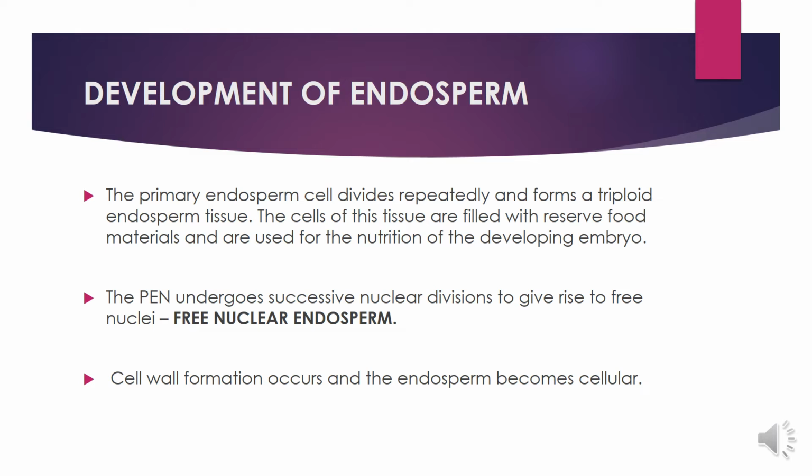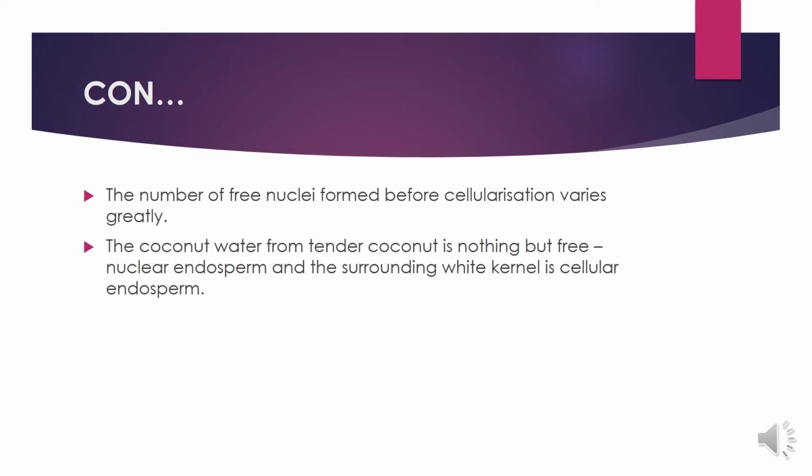The primary endosperm cell divides repeatedly and forms a triploid endosperm tissue. The cells of this tissue are filled with reserve food material and they are used for the nutrition of the developing embryo. The PEN undergoes successive nuclear division to give rise to free nuclei. We can say it's a free nuclear endosperm. Then cell formation occurs and the endosperm becomes cellular.